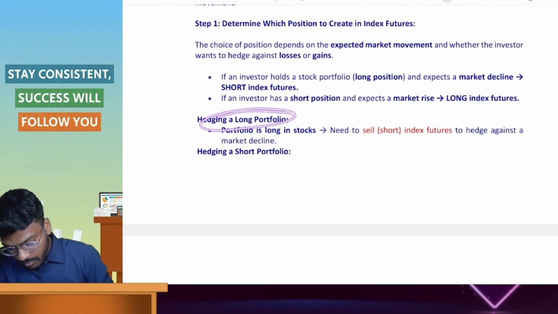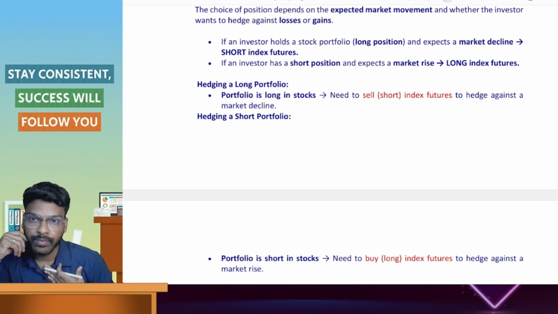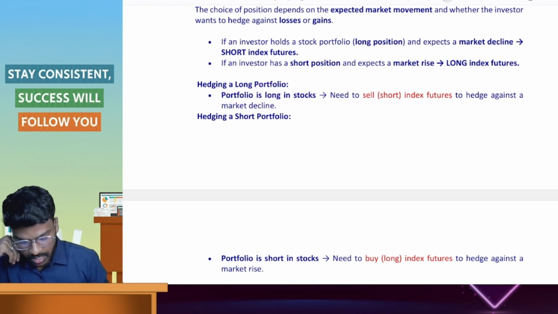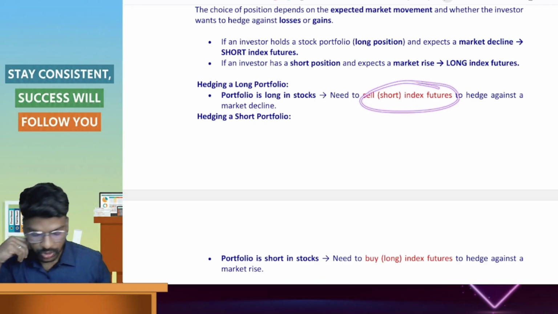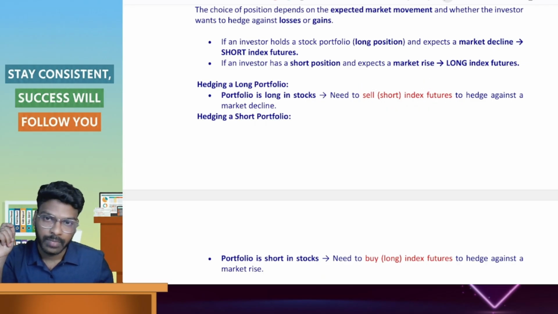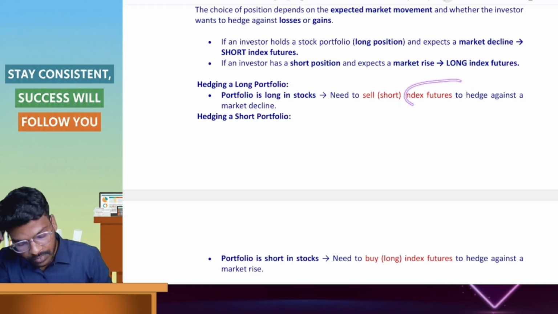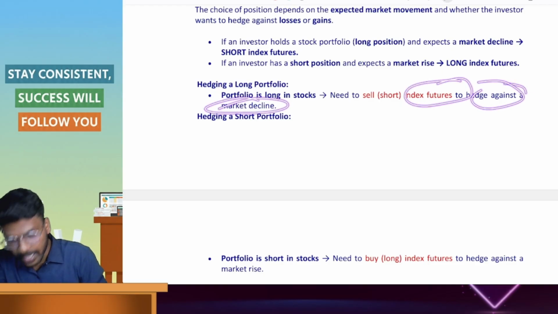Hedging a long portfolio: long in stock. If I have purchased the shares, then I need to take a short position. I will take a short position in the index future. If I have a long position in the stock, I need to take a short position in the index future to hedge against the market decline.